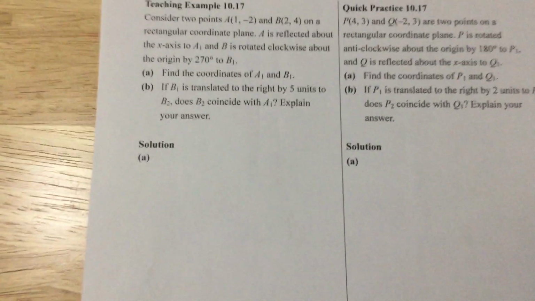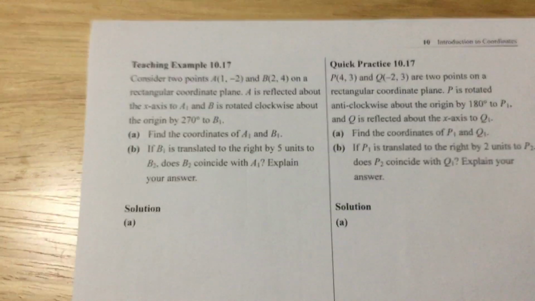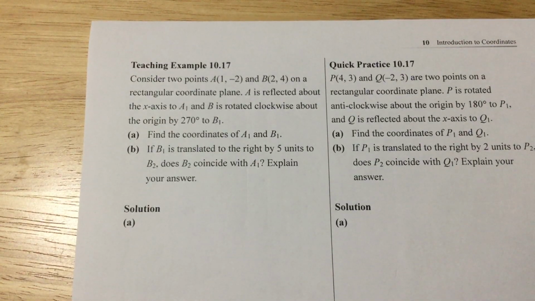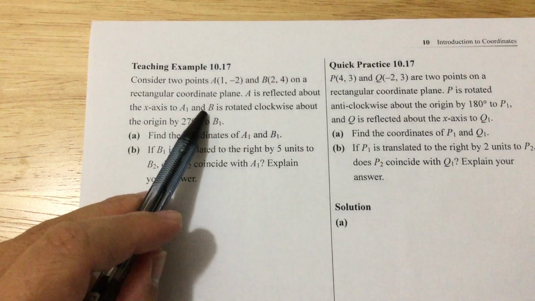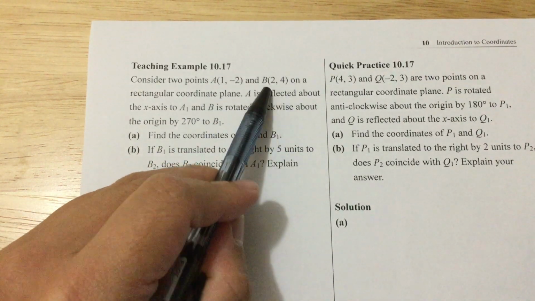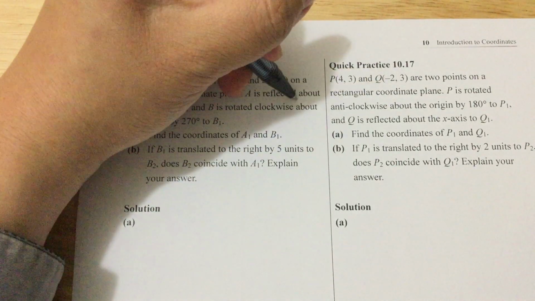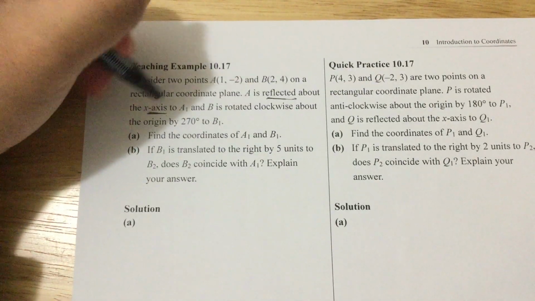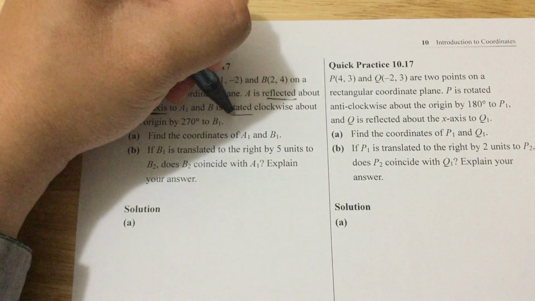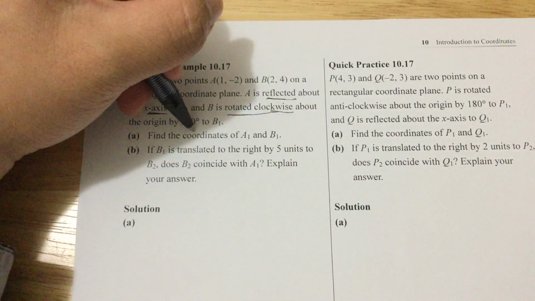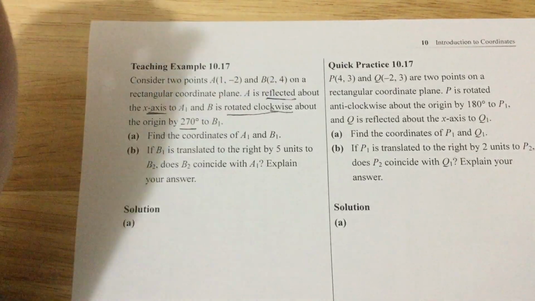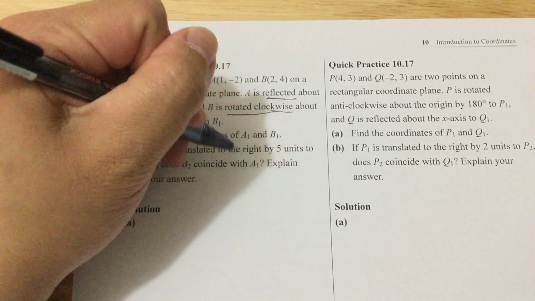This time we will mix them up. Okay, let me move the camera first. Okay, please look at these questions. Consider 2 points A (1, -2) and B (2, 4) on a rectangular coordinate plane. A is reflected along the x-axis to A1, and B is rotated clockwise by 270 degrees to B1. So what we are going to do is find A1 and B1.